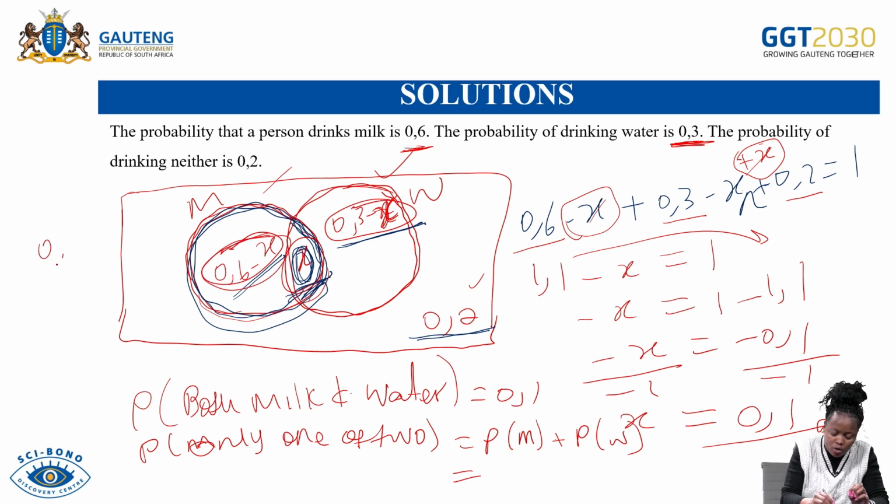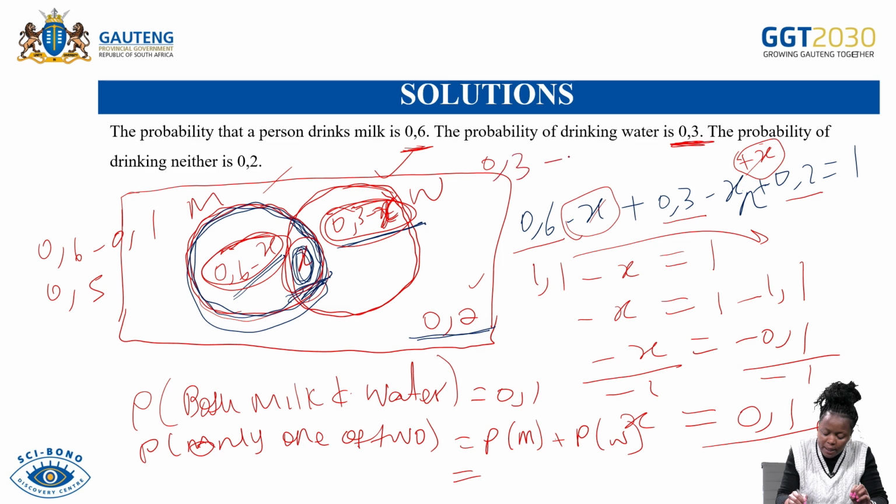So you'll say 0.6. Already you know what x is. It is 0.1. So you need to say minus 0.1. So you'll get 0.5. And then this side, again, is going to be the same thing. It is 0.3 minus 0.1. That is going to be 0.2.